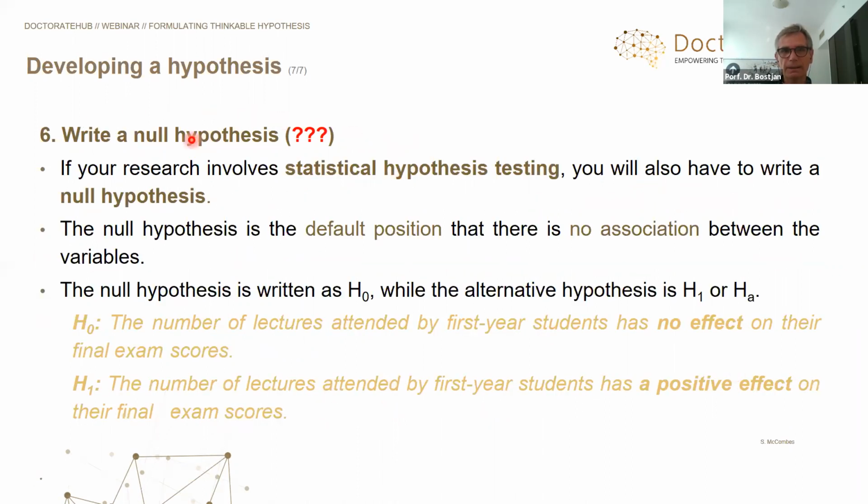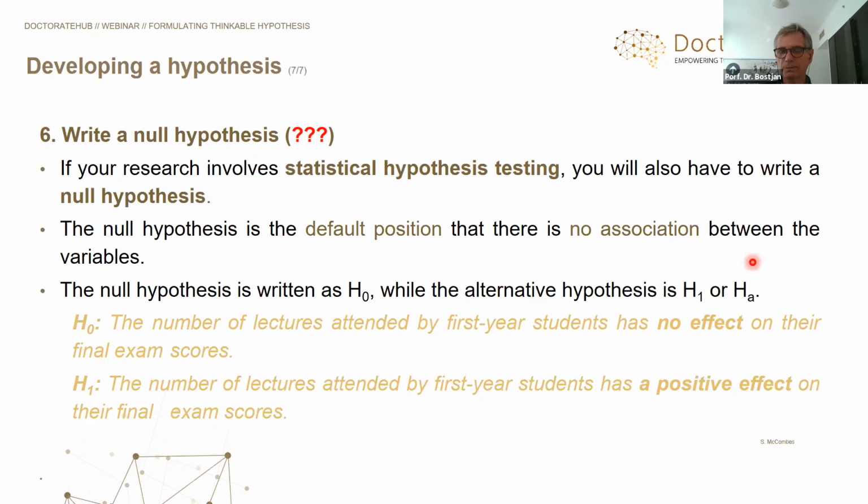Then about a null hypothesis. Usually, and it is correct to do that, whenever we are statistically testing the hypothesis, you write a null hypothesis as well. But I have to admit that I have read quite many PhDs where there was no null hypothesis included, because it is in a way just a default position. The null hypothesis predicts no association.